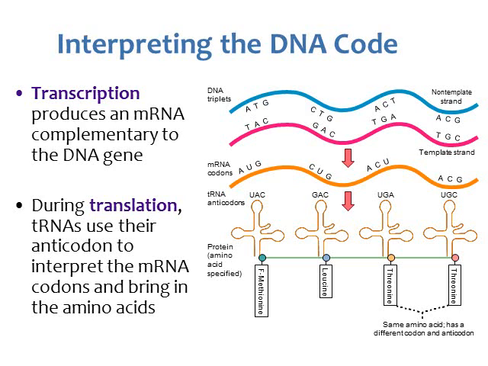So during translation, we have our tRNAs. So remember tRNAs? The tRNAs, they use their anticodons to interpret the mRNA codons. So anticodons and codons are complementary to each other. And then on the other end of the tRNA, you have the amino acid.